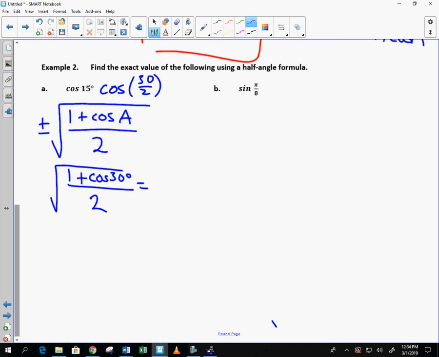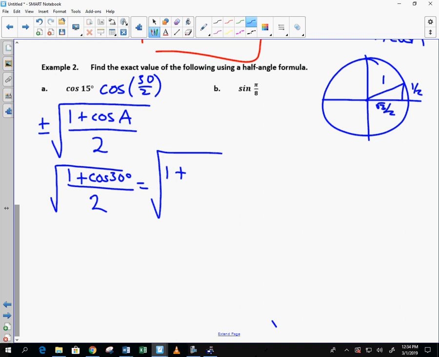Well, what's the cosine of 30 degrees? Think about your triangle. Yep, root of 3 over 2. Very good. Cosine is the x value. Got root of 3 over 2. So now I've got the square root of 1 plus the root of 3 over 2, all over 2.